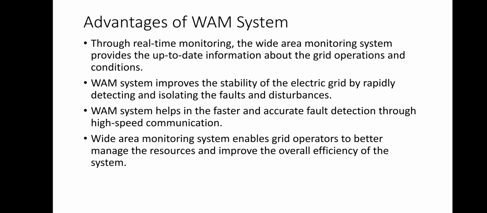We have some advantages. First is real-time monitoring. The wide area monitoring system provides up-to-date information about the grid operations and conditions. It provides the stability of the electrical grid by rapidly detecting and isolating the faults and disturbances. WAM system helps in faster and accurate fault detection through high-speed communication. It enables grid operators to better manage the resources and improve the overall efficiency of the system.